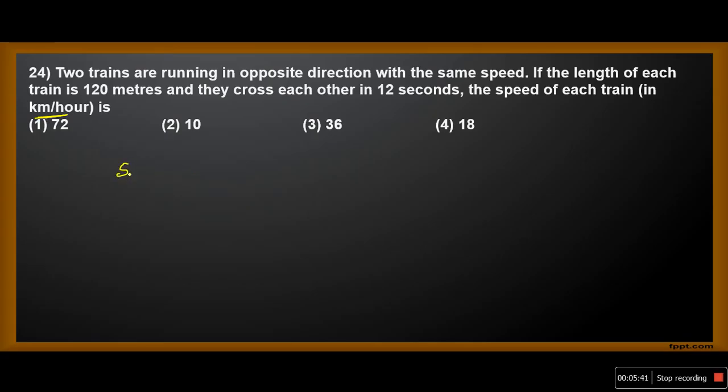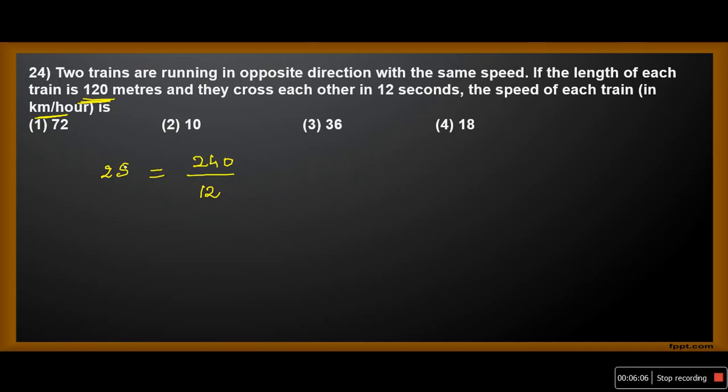Okay, both are traveling in the opposite direction. Then what is the relative speed? 2s, which is equivalent to distance by time. What is the distance? Distance is given in meters, 120 meters. So length of the train plus length of the train, that is nothing but 240, divided by time. How much time did they take? 12 seconds. So now observe carefully.